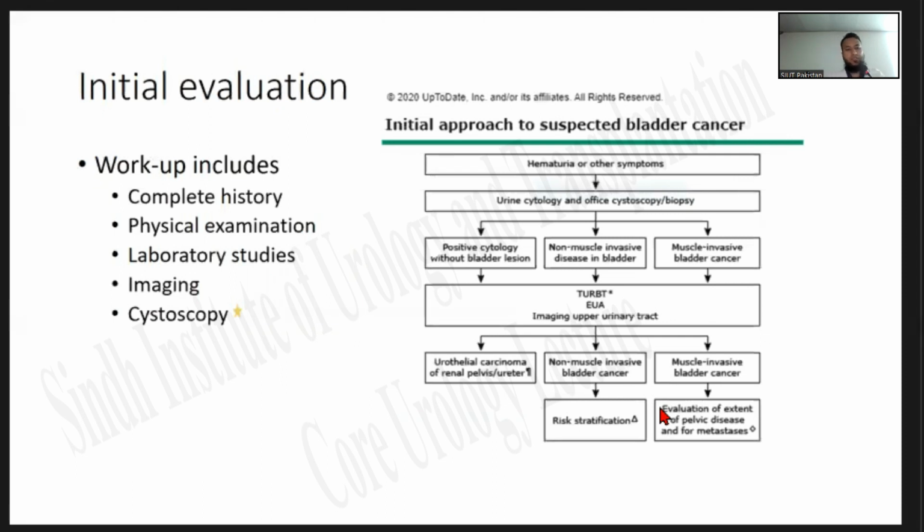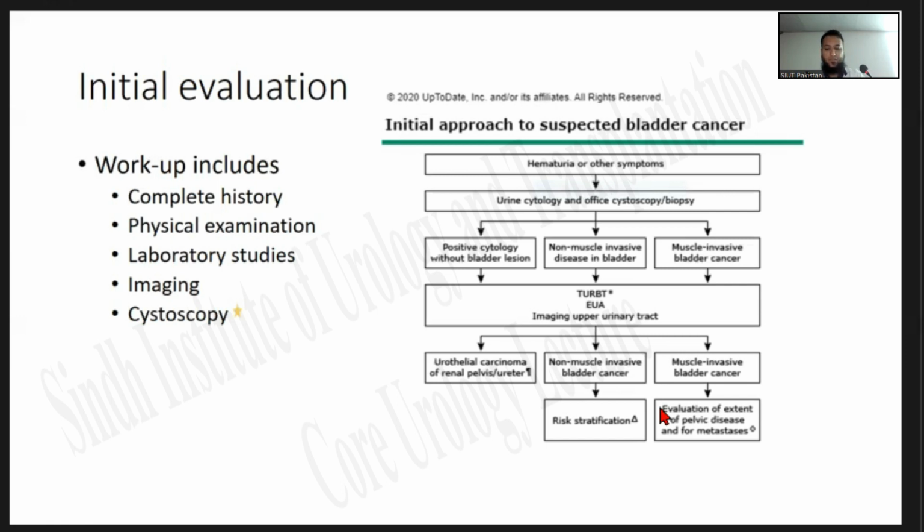Initial evaluation starts from the complete history, physical examination, laboratory studies, imaging, and cystoscopy. If any patient comes in on an OPD basis, we start with a complete history: any history of smoking, any hereditary history, and industrial work history in petroleum and the dye industry, and then the physical examination. Check the meatus to rule out any trauma and other causes of the hematuria.